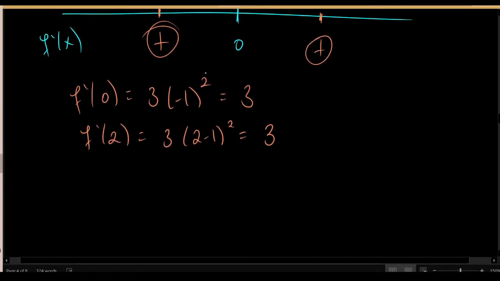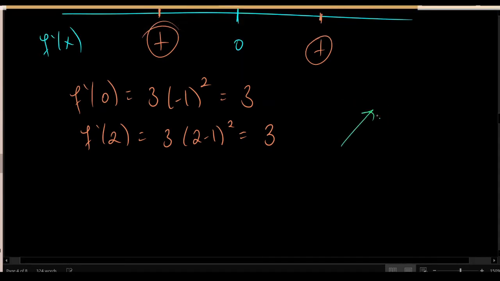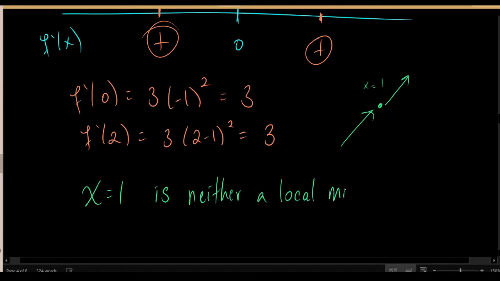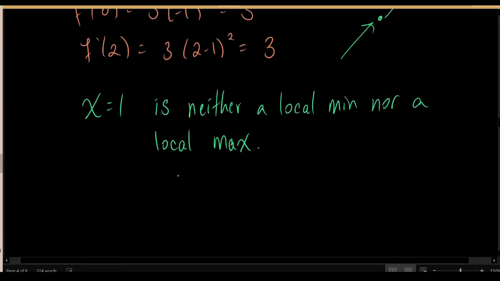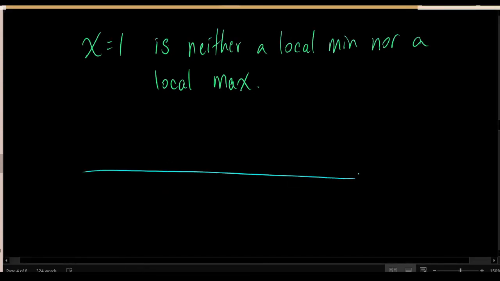So the original function f of x is increasing to the left of x equals 1, and just carries on increasing after going through x equals 1. So in this particular problem, x equals 1 is neither a local min nor a local max. If we look at the graph of f of x, this does make sense. The f of x in this problem is just a horizontal shift of the function x cubed.